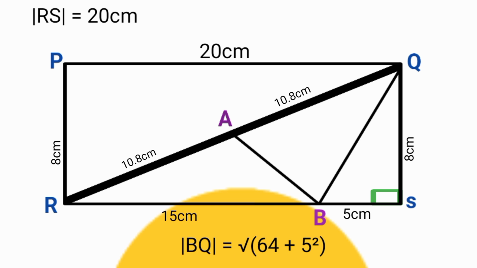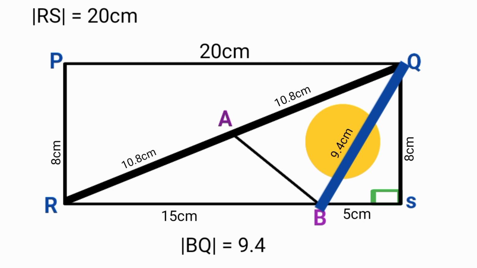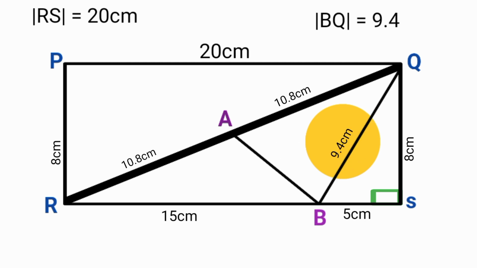8 squared is 64. 5 squared is 25. So now 64 plus 25 equals 89. The square root of 89 is 9.4339, which is approximately equal to 9.4. So line BQ here is 9.4 centimeters. We found the length of line BQ. Now we are done with line BQ.